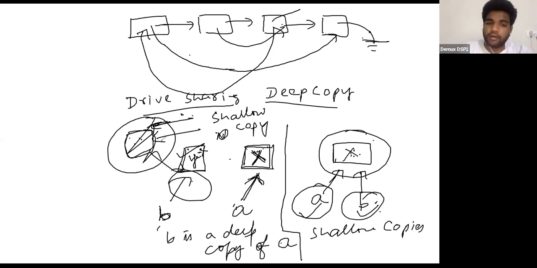But it's a shallow copy because there is exactly one instance of that document, and that is actually in the server of your Google Drive. Others are just referencing the same location. So that's a shallow copy.